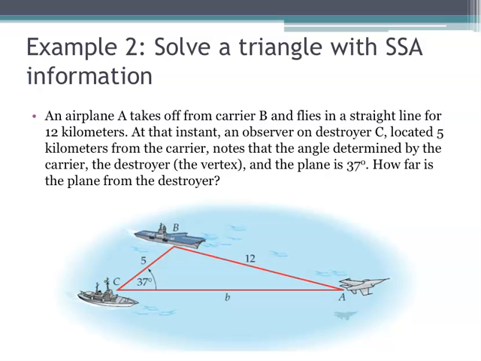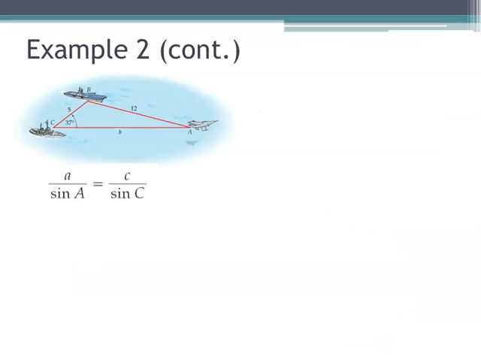So again, first we're going to figure out what angle A is. We have everything here other than angle A, right? We have side A, that's 5. We have side C, that's 12. And we have angle C, that's 37. So 5 over sine of A is equal to 12 over sine of 37. Now here's a case where you might find it helpful to think of this as cross multiplication. So 12 times sine of A is equal to 5 times sine of 37, and then divide both sides by 12. That will give us sine of A equals 5 times sine of 37 over 12.